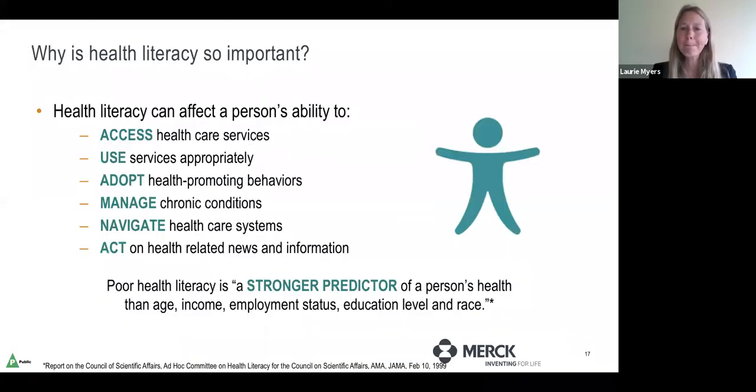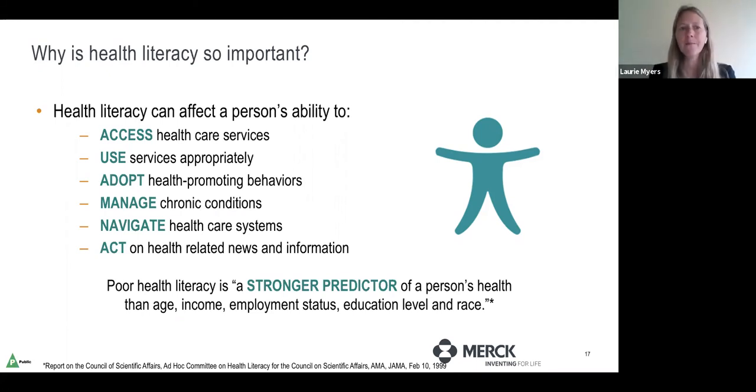Next slide, please. So why is health literacy so important? I'll never forget the first time Ruth Parker shared the quote with me at the bottom, which is, poor health literacy is a stronger predictor of your health than your age, your income, your employment status, your education level, and your race. Again, think about that for a second. Poor health literacy is a stronger predictor of your health than any other demographic variable. This is something that we all have, I really truly believe, an ethical and a moral responsibility to be thinking about all the time.